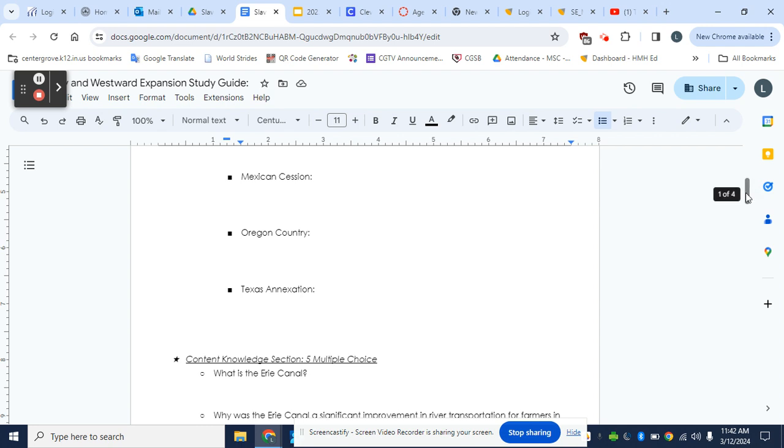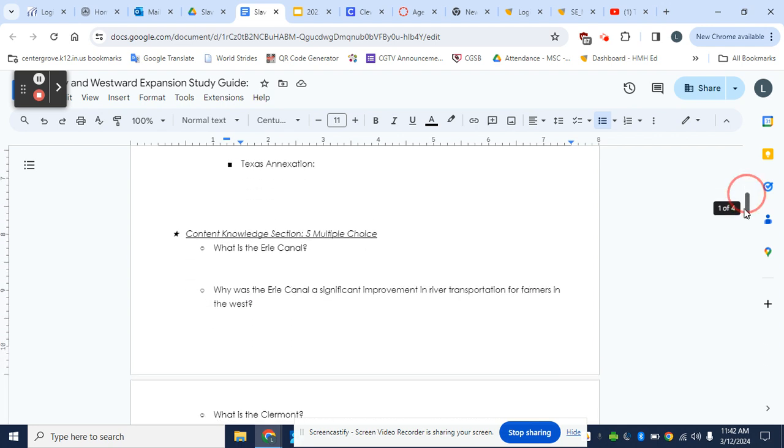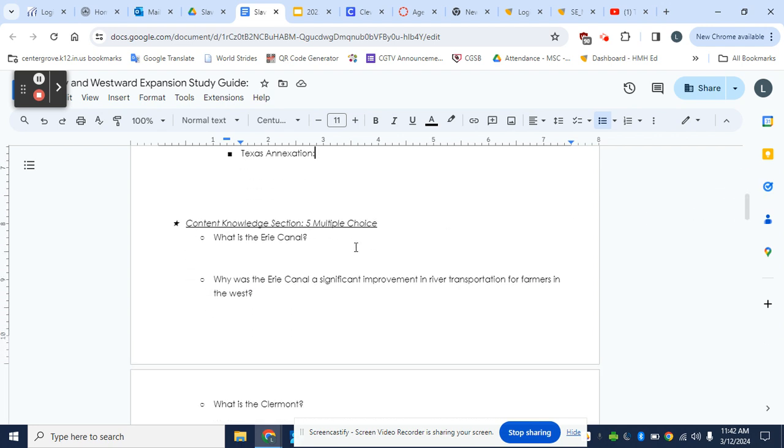And there were already a lot of U.S. citizens already living in the area of Texas. So at that point, it just kind of made sense to add Texas to the United States.